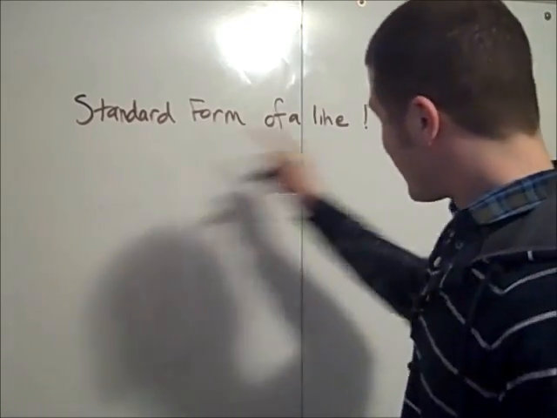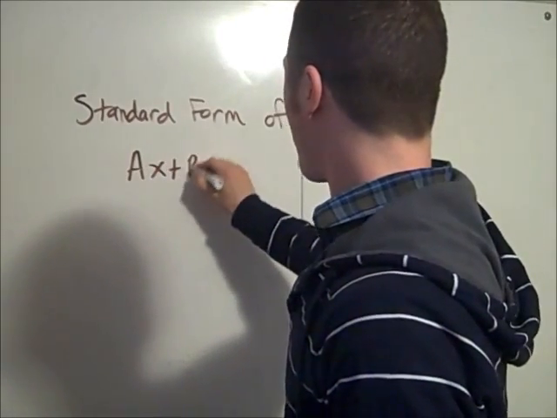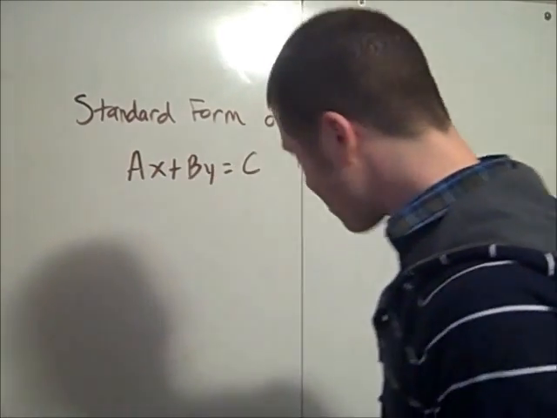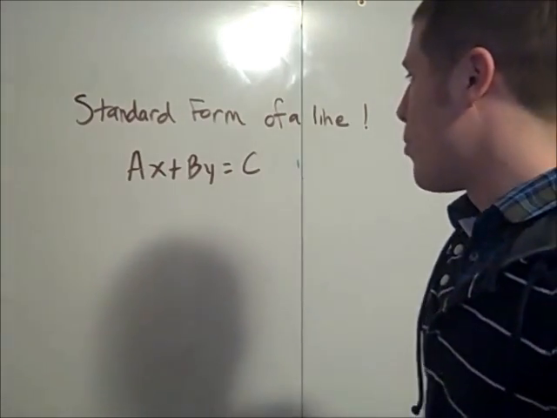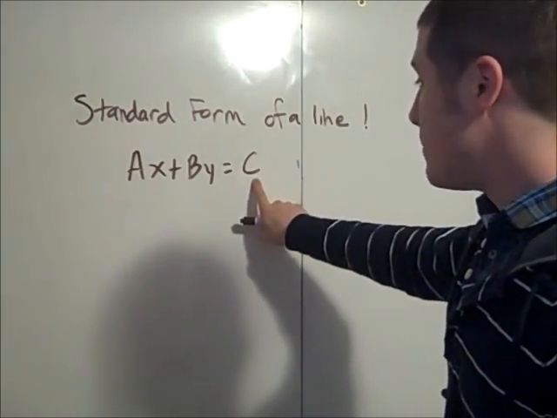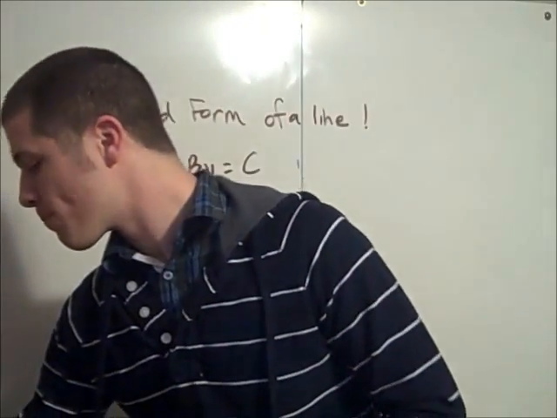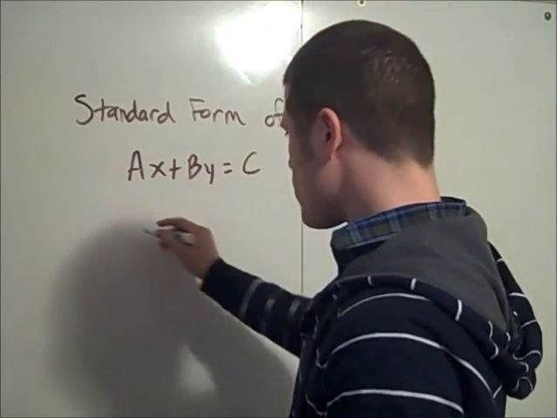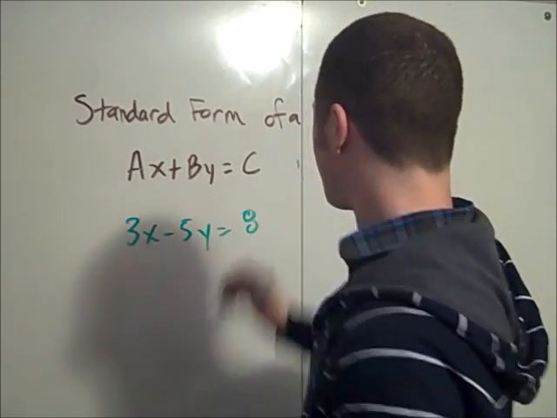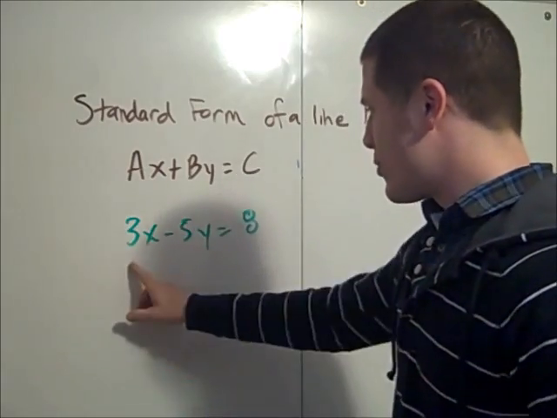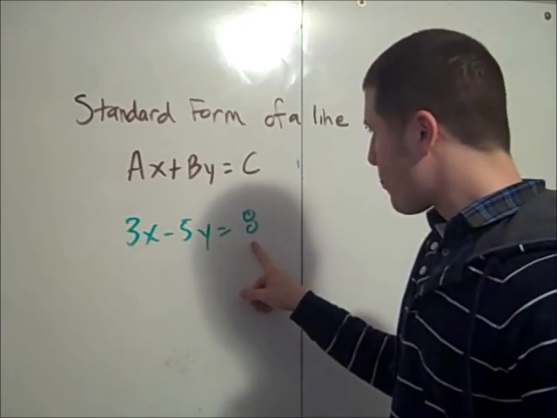So, the standard form equation of a line looks like this: Ax + By = C. And here, x and y are variables, A, B, and C are constants. An example of a standard form equation might be something like 3x - 5y = 8. Here, the A value is 3, the B value is negative 5, and the C value is 8.